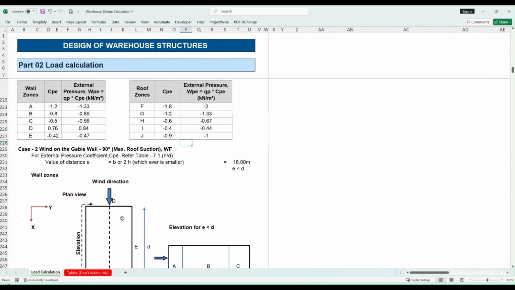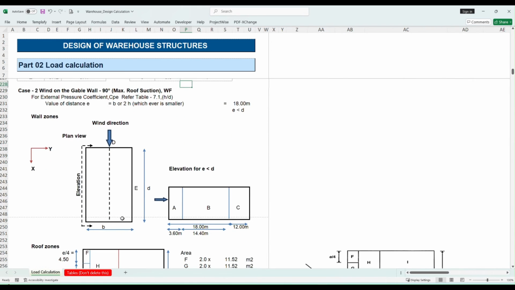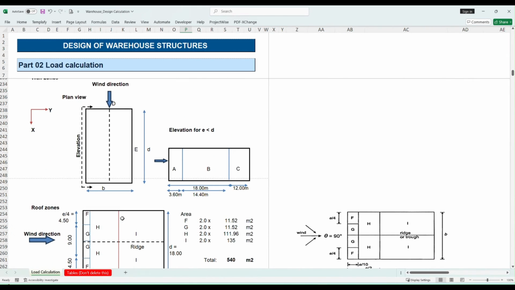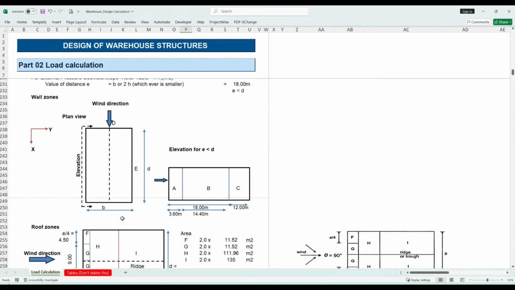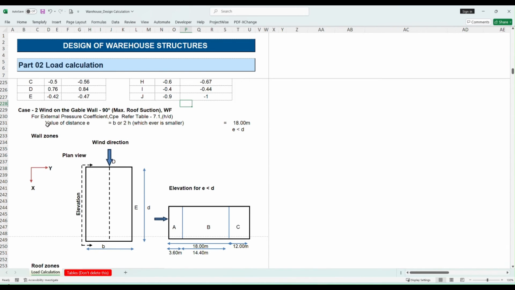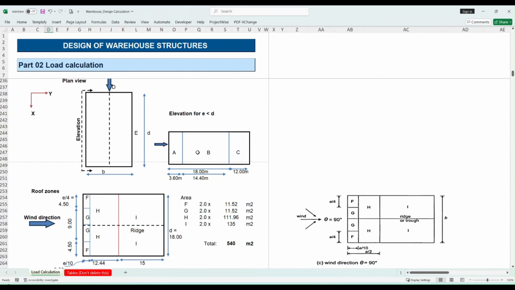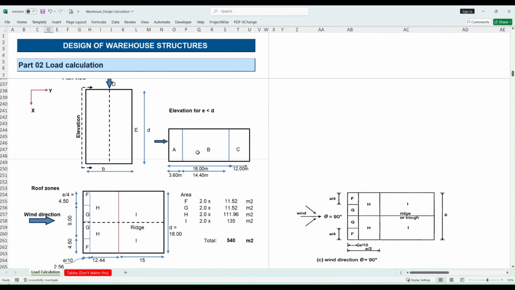Similarly for case number 2 we also need to calculate in such a way. So here wind is acting at 90 degrees. The same method we are going to follow, but the direction is different.